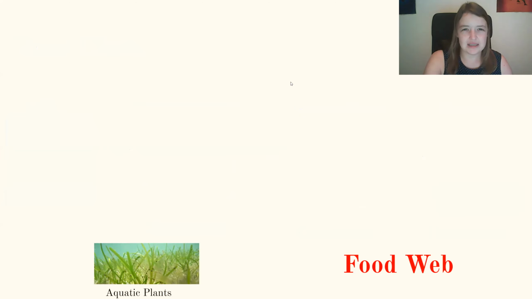Aquatic plants. Aquatic. Have you heard that word before? Absolutely. It is talking about plants that grow inside of water. Aqua, water. Aquatic plants. These plants still use sunlight to make their own energy. So that makes them a producer. Brilliant. So our aquatic plant is our producer. It creates its own energy through photosynthesis, using sunlight to support it.